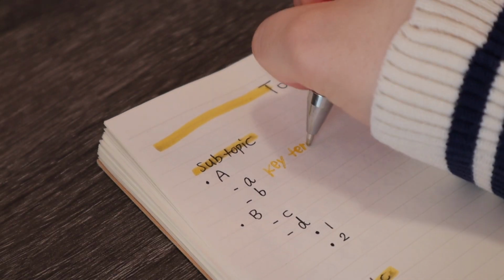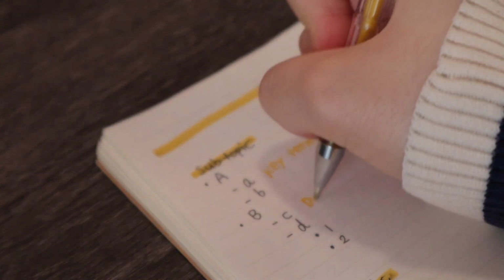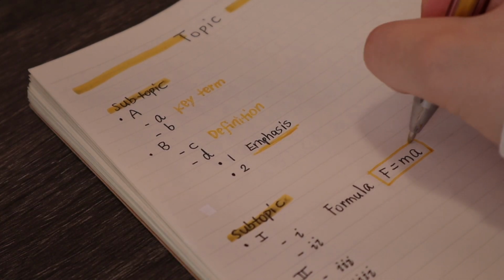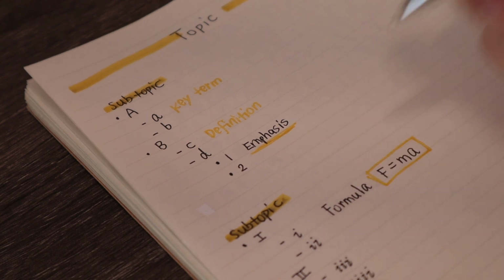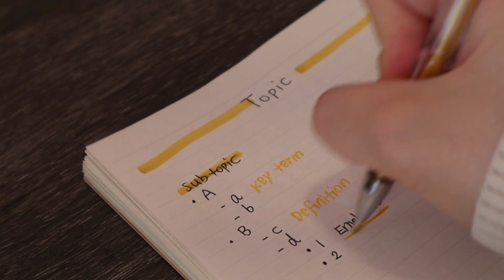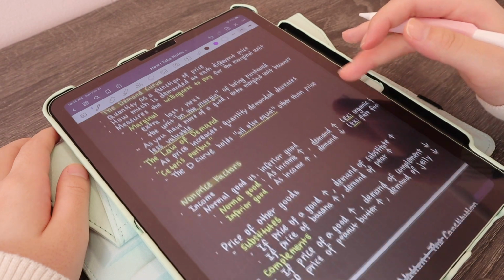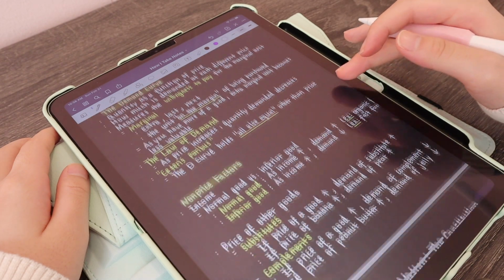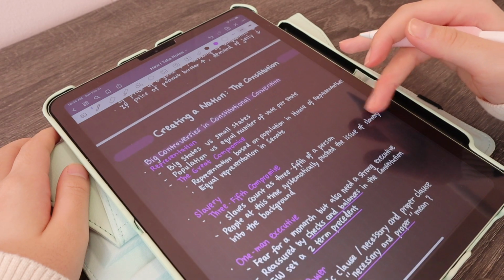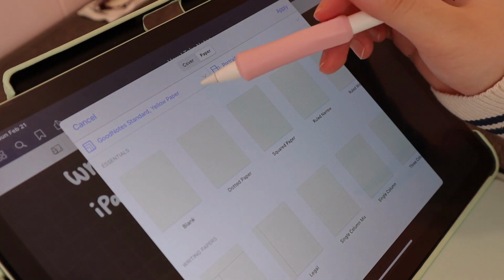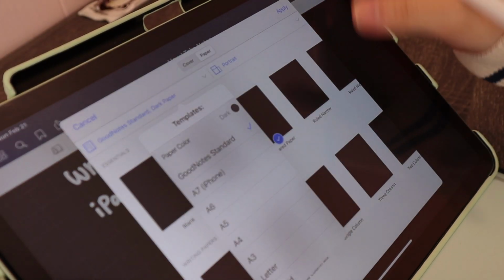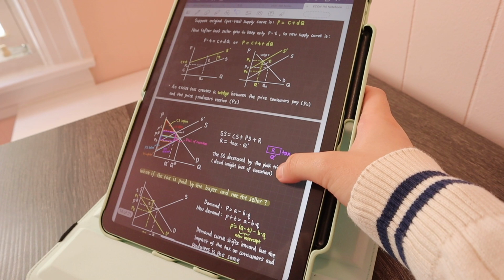I write definitions and key terms in color pen, box formulas and things to be careful about with the color pen, and I also underline important phrases for emphasis. That's my simple note-taking system, nothing fancy, but it's been working well for all my classes. The most important thing for me is that I understand my notes and I'm able to find what I need when I study for exams later.